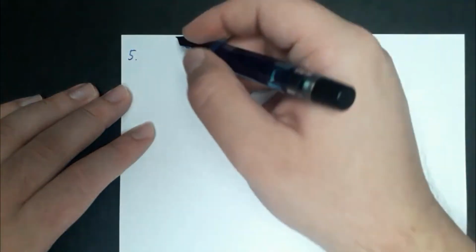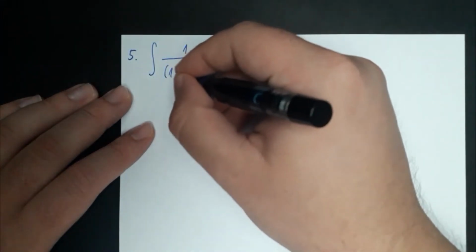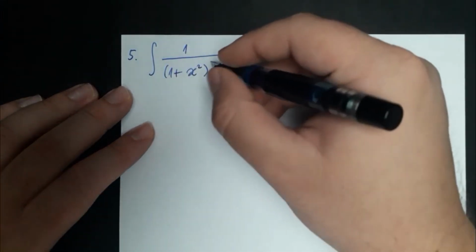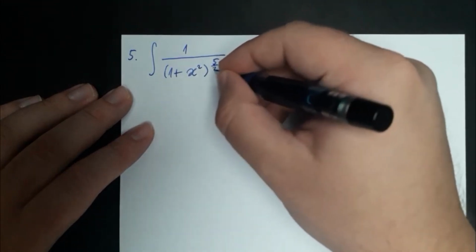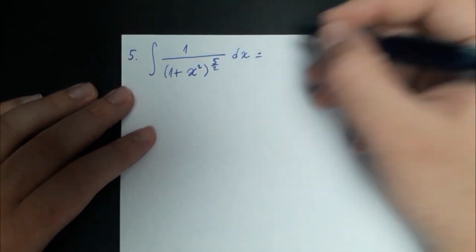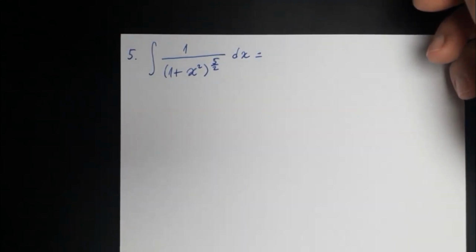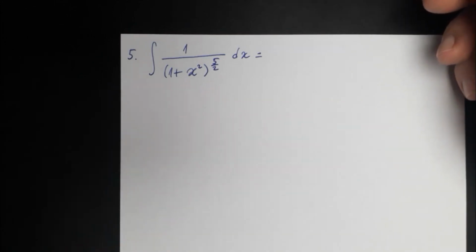The fifth integral which we are going to solve is an integral of 1 divided by 1 plus x squared, and the entire bracket to the power 5 divided by 2, dx. Well, we see that in the denominator we have 1 plus x squared. Since there is only 1 in the numerator and nothing that is dependent on x, our only option in tackling this problem is a trigonometric substitution.